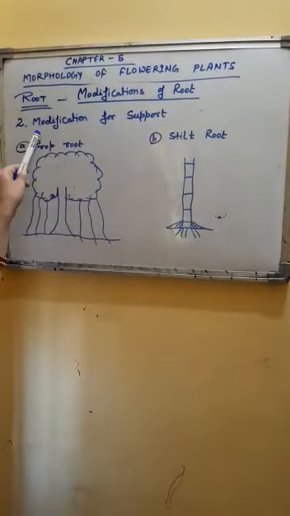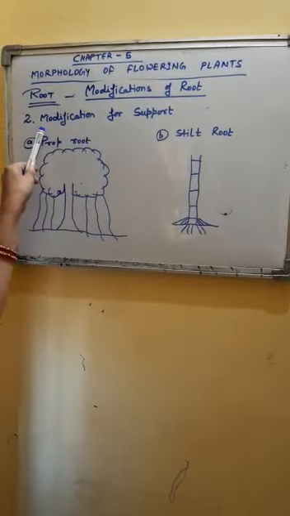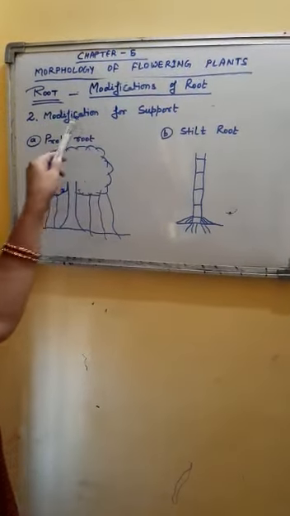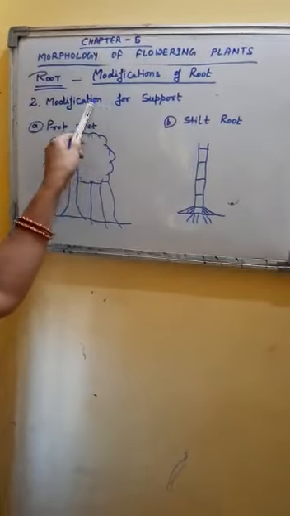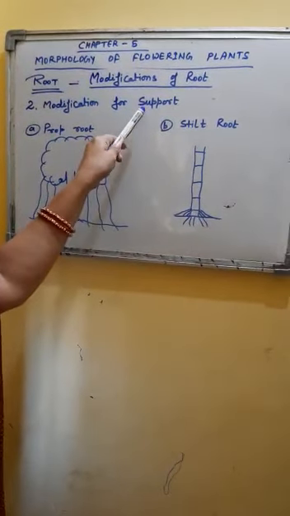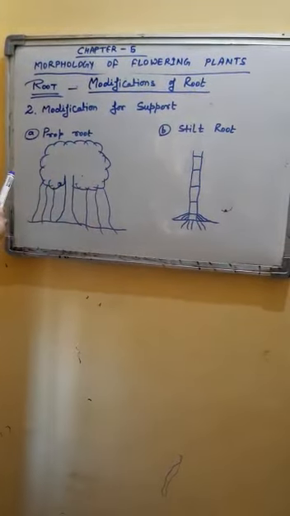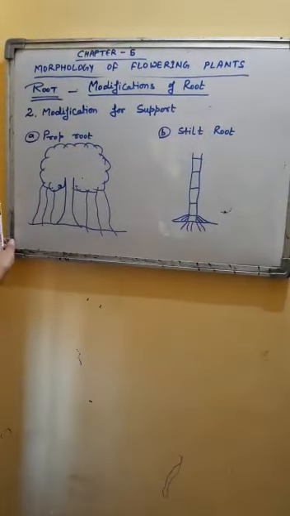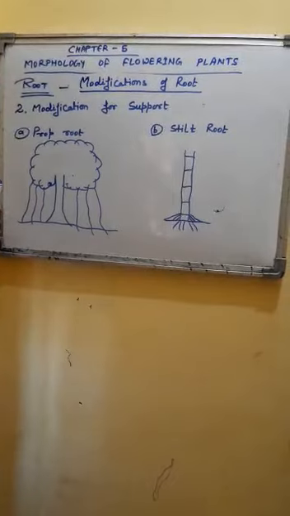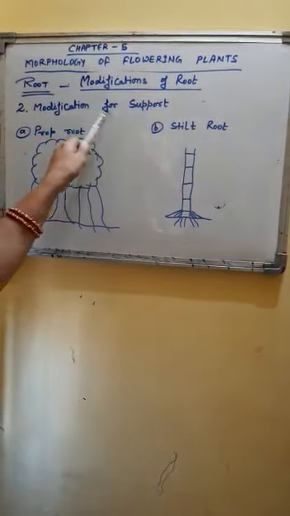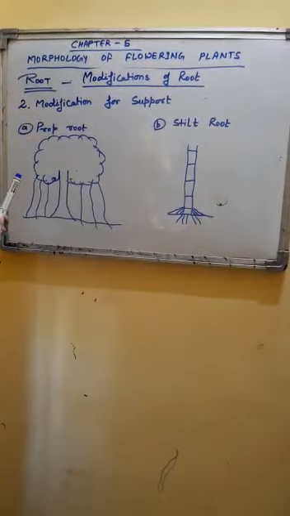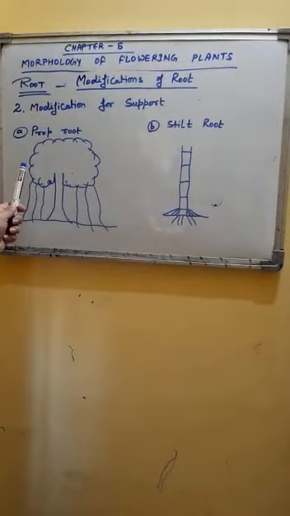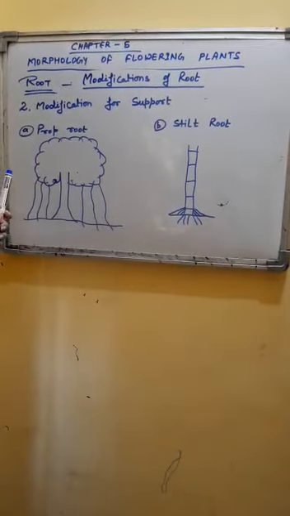The second modification is for support. The roots are sometimes modified for support. Basically, it is in the plants which are very tall and very big, big trees. Such type of modifications are generally found over there. It is also generally found in the case of adventitious root.